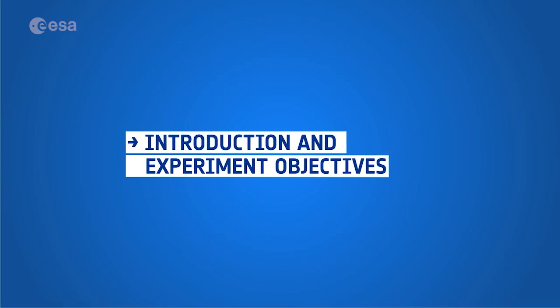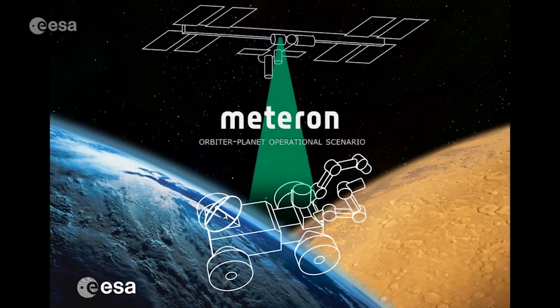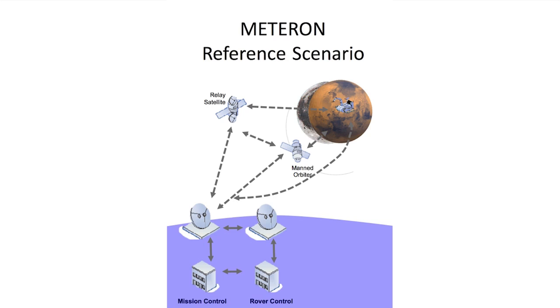Let's start with the experiment objectives. The SUPVIS-M experiment is another chapter in the METERON series of experiments. In METERON, we try to define communications protocols to be used for human and robotic exploration of our solar system.